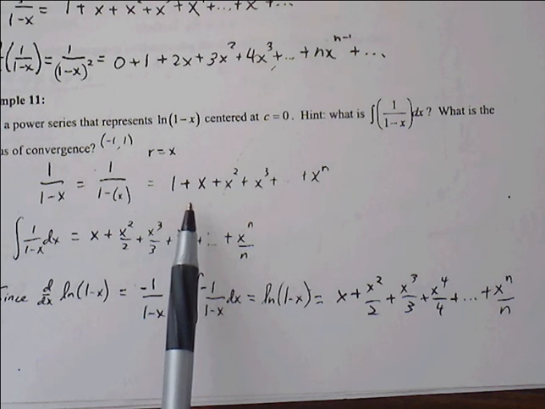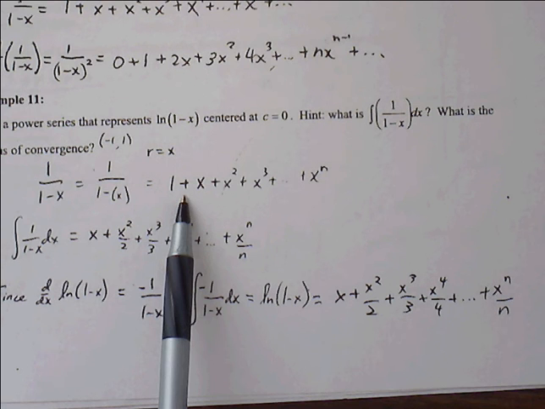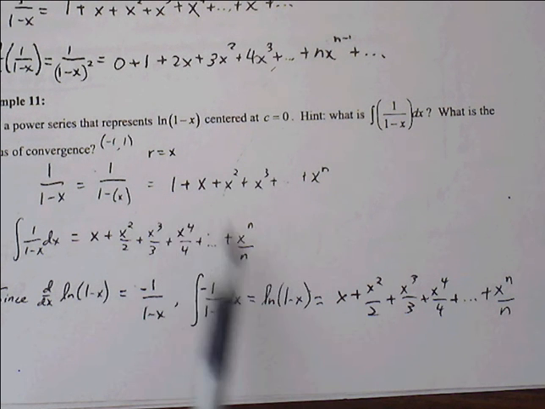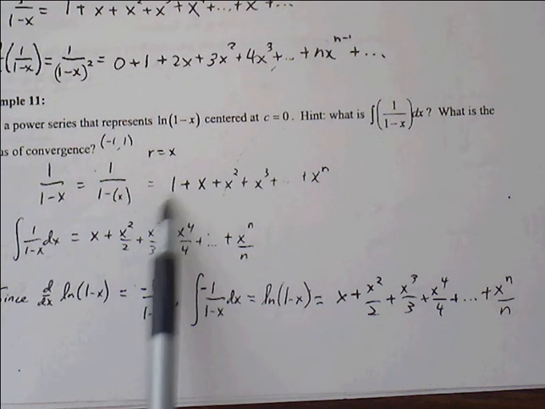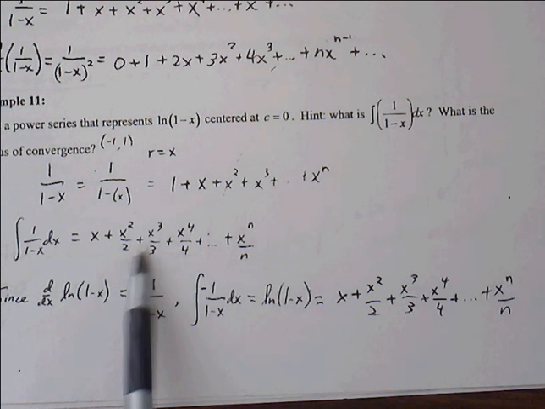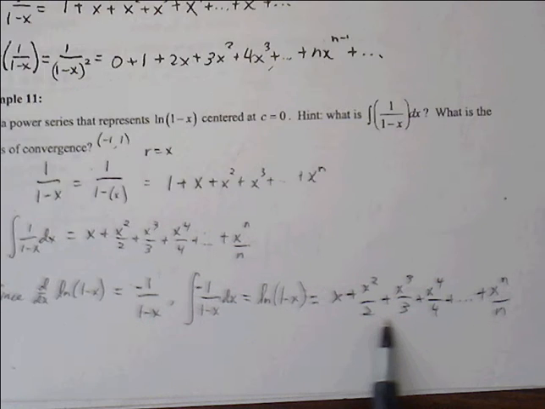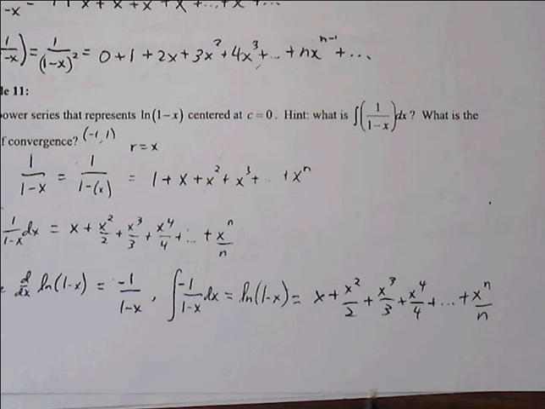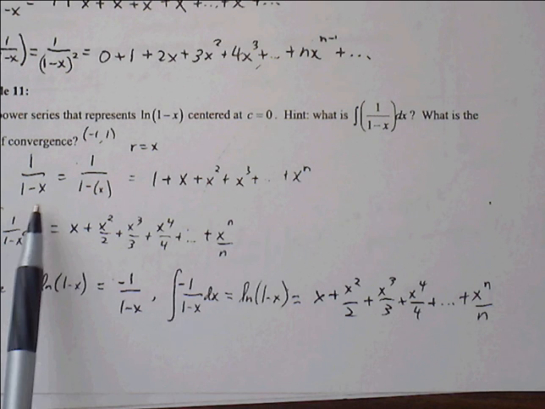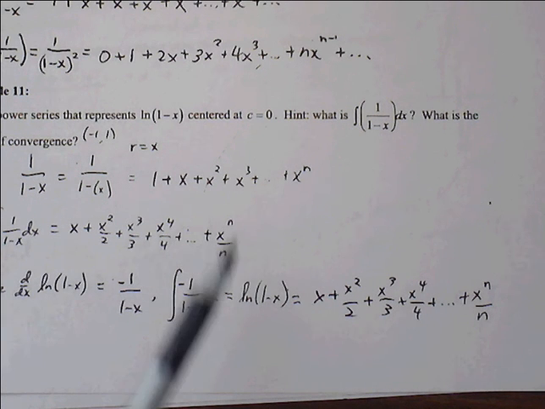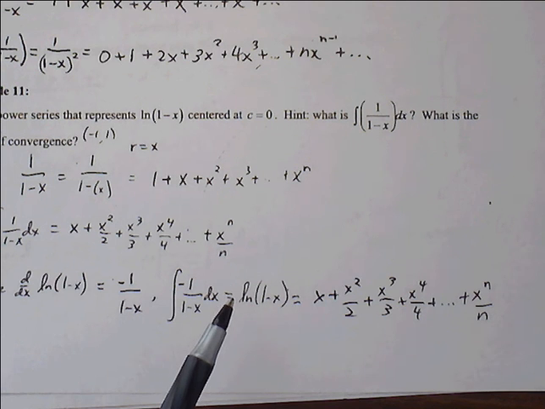So here we have 1 over 1 minus x. If we find the integral of this, that will be representative of the natural log of 1 minus x. So 1 becomes x, x becomes x squared over 2, x squared becomes x cubed over 3. So here we have created the power series for the natural log of 1 minus x simply by looking at derivative and integral properties to help us get to the result.